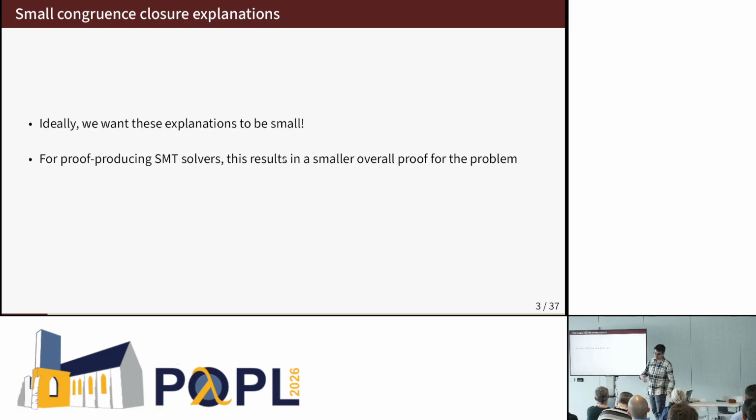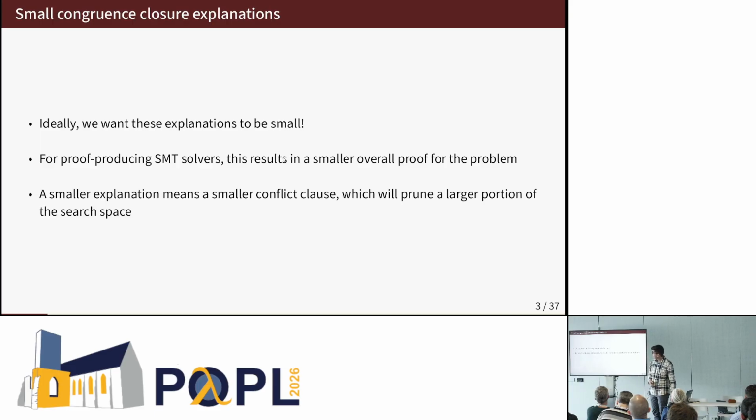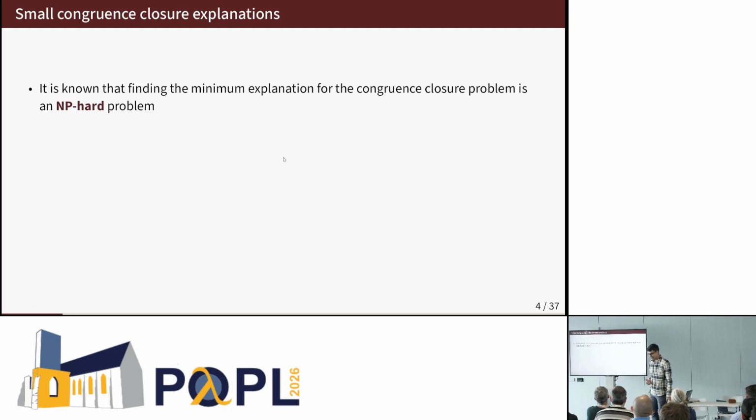So if you are producing a proof in the end, then a small explanation will result in a smaller proof, which is easier to check and reason about and all that. And also, the explanations, when they are used as conflict clauses, well, a small conflict clause will prune a larger part of the search space. So that can actually speed up the search of the solver as a whole, which is quite interesting. However, we have a theoretical result that shows that finding the minimum explanation for a given congruence closure problem is NP hard. But nonetheless, we can try.